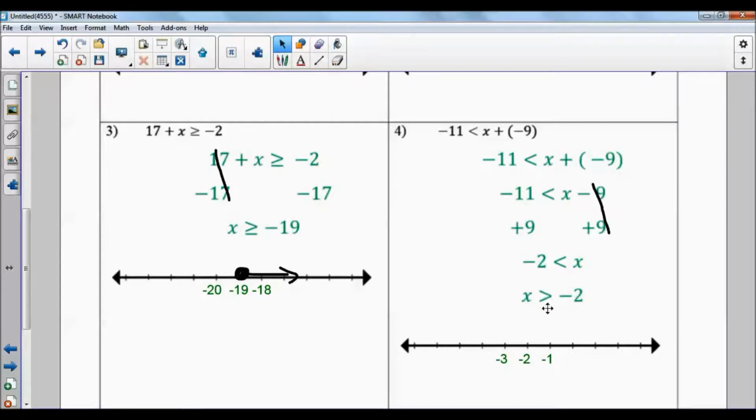So then x is greater than negative 2, so I'm going to put an open circle at negative 2, and then we're going to go towards our right, towards our bigger positive numbers, like negative 1, 0, 1, 2, 3. All of those things are bigger than negative 2.